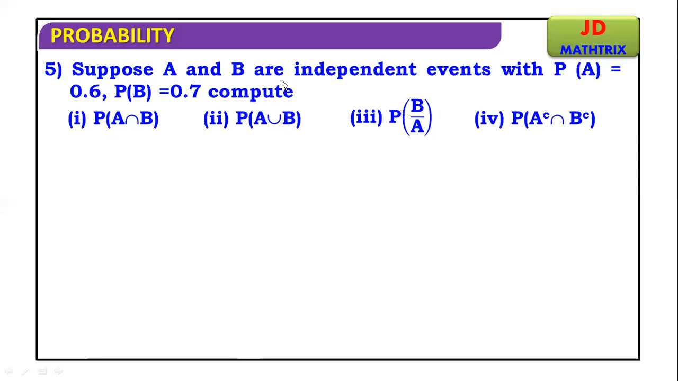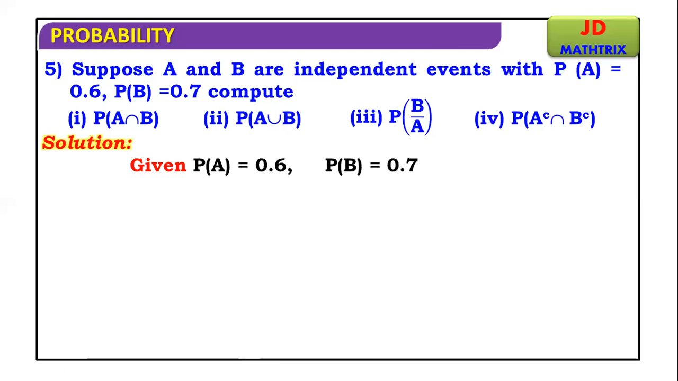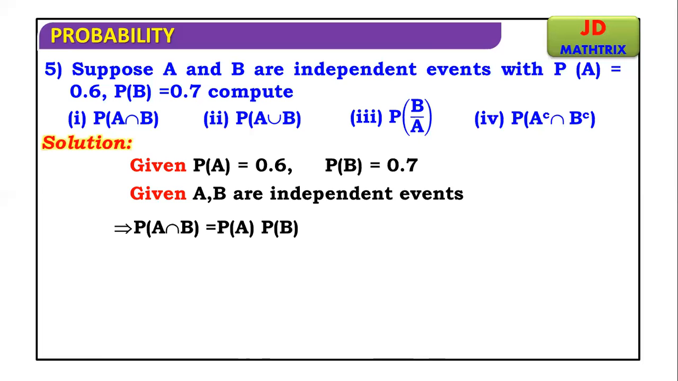First of all, let us write the given data, that is P of A equal to 0.6, P of B equal to 0.7. Since A, B are independent events, therefore P of A intersection B is equal to P of A into P of B. That is 0.6 into 0.7, that is 0.42.